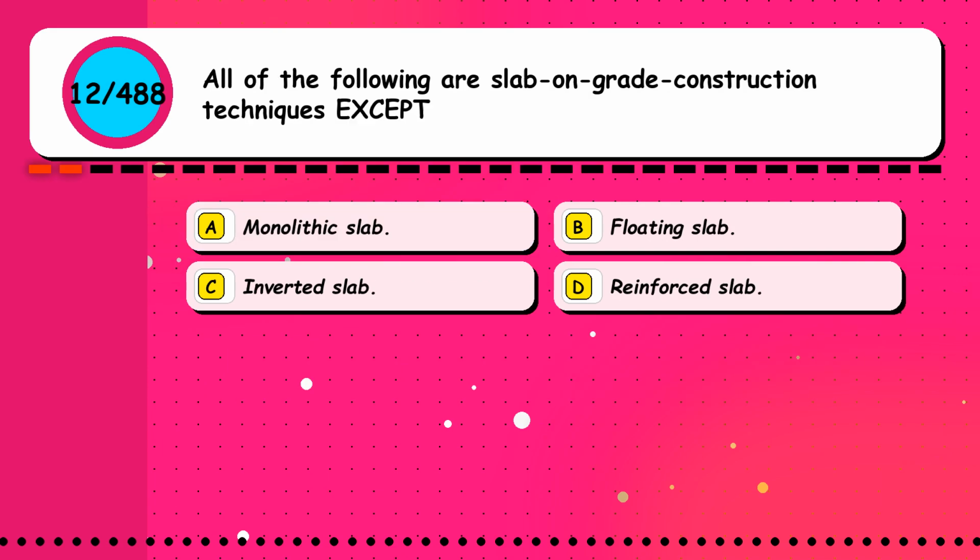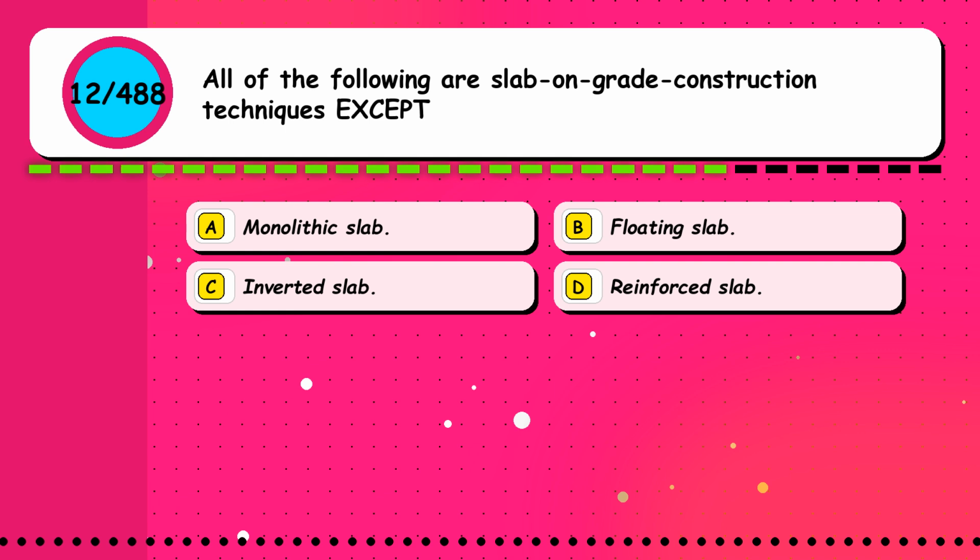Question 12. All of the following are slab-on-grade construction techniques except: Option A, monolithic slab. Option B, floating slab. Option C, inverted slab. Option D, reinforced slab.